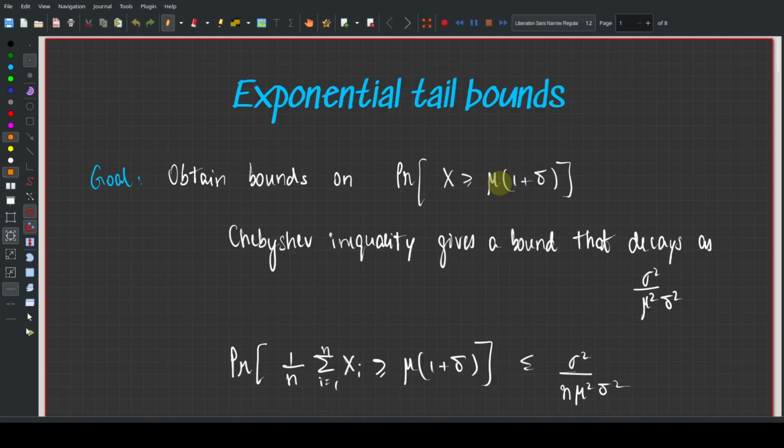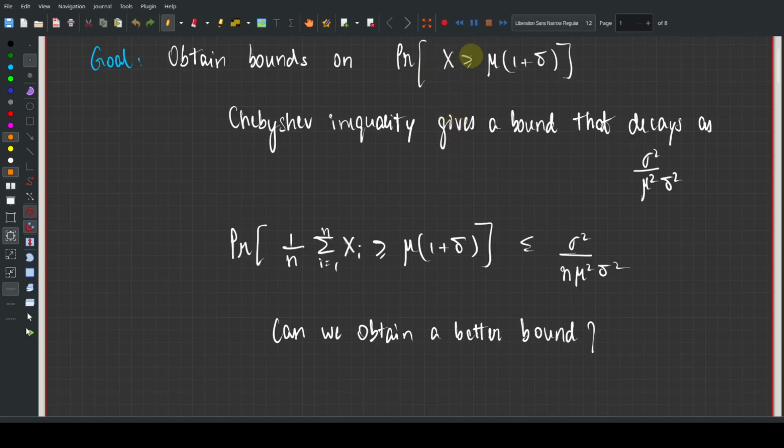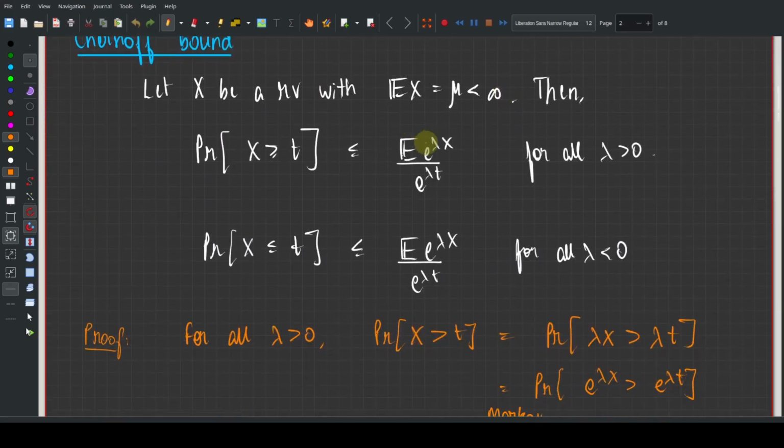And in the previous class, we got an even better bound, in fact an exponential tail bound. We showed that probability of x greater than or equal to t is in fact decaying as something divided by e to the lambda t, right? This was a general bound, a family of bounds called the Chernoff bounds. In class, we proved that the probability that x is greater than or equal to t is less than or equal to the moment generating function of x divided by e to the lambda t. And this holds for all lambda greater than 0, right?